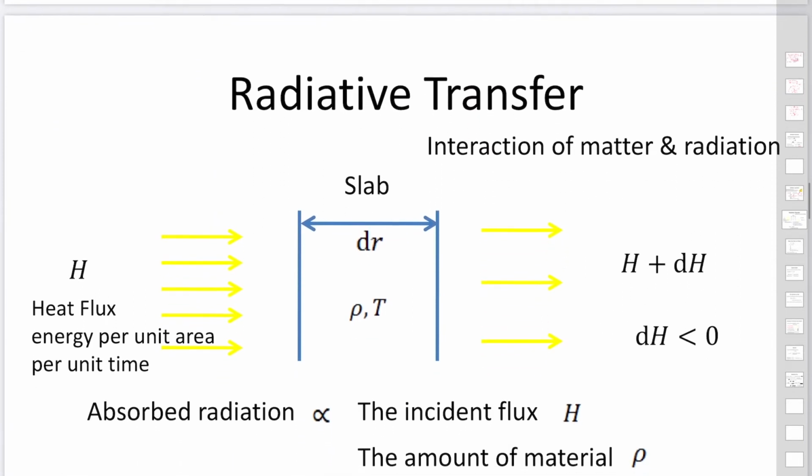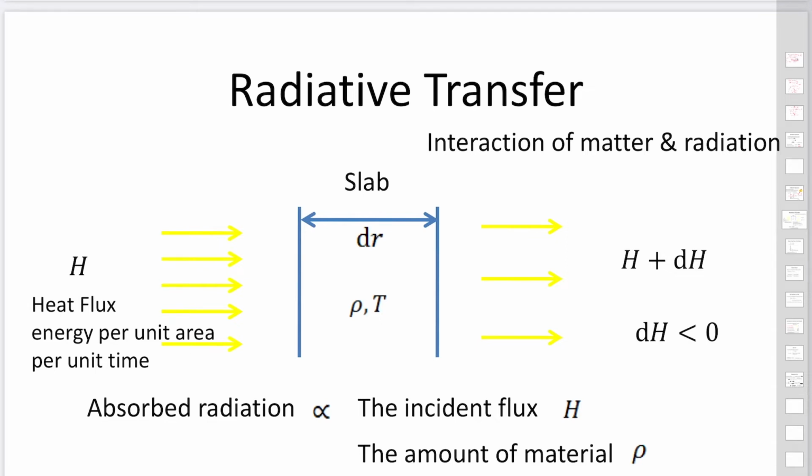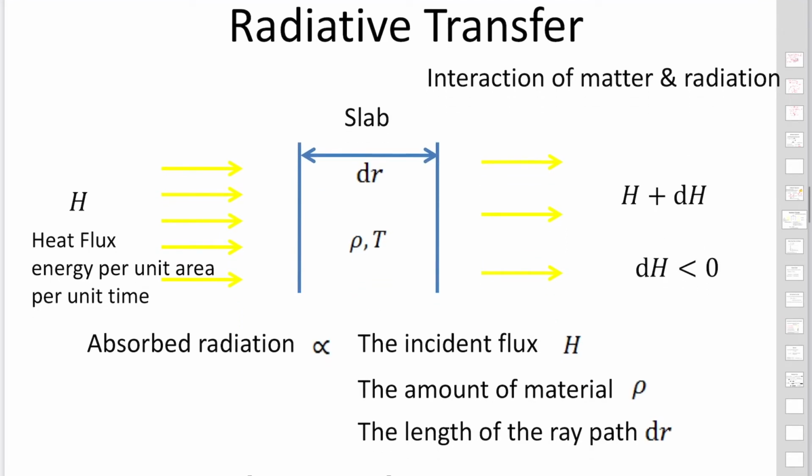Then we can consider the transfer of energy by photons. In this case, white light passes through a slab. During the transfer of photons, some of the photons are absorbed in the slab. The density is given by rho and the temperature is T. The original heat flux H is coming from the left, and some of the energy is lost while the light passes through the slab. So dH is the loss of the heat flux because the light interacts with the matter inside the slab.